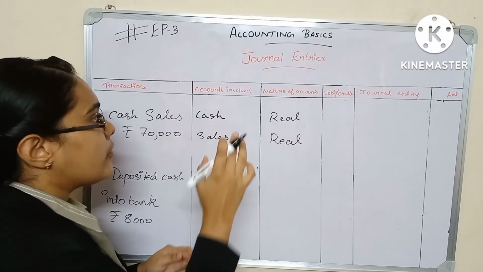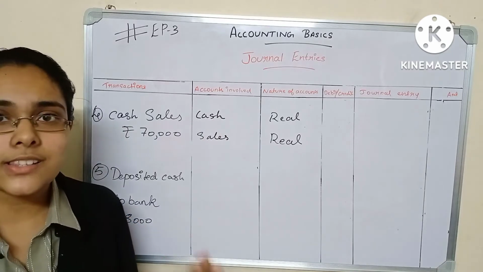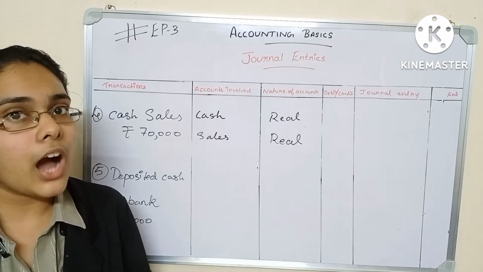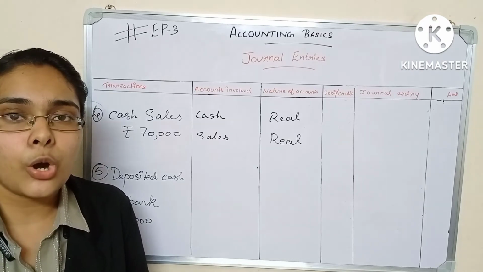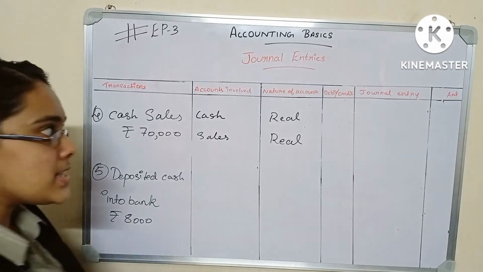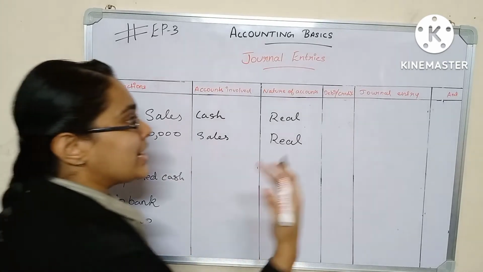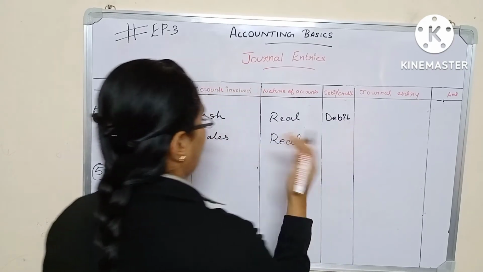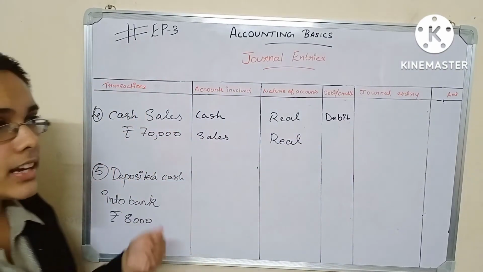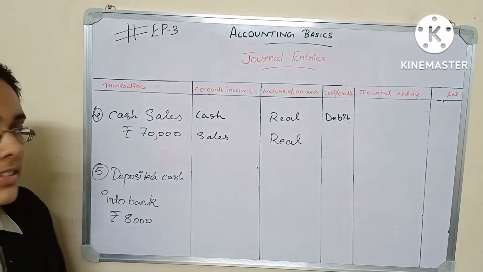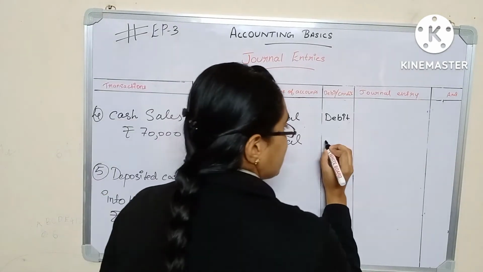Cash. When you're conducting a sale, what is happening there? You're selling goods. So goods are going out, and for that you're receiving cash. So cash is coming into business. So what will you do? You will debit the cash account. Debit. Then sales. Sales means you're selling the goods and goods are going out from your business. So you will credit it.